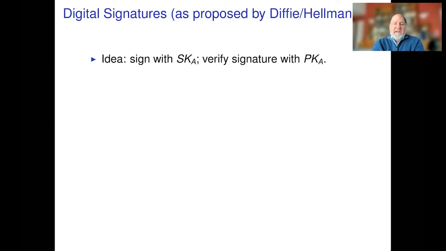So you sign a message with your secret key. So you end up with a signature that depends on the message being signed and on something that only you know, which is your secret key. So you produce a signature using those two, and somebody else can verify that it's your signature using your public key that you posted in the directory.